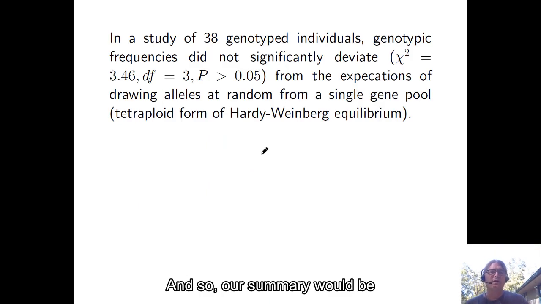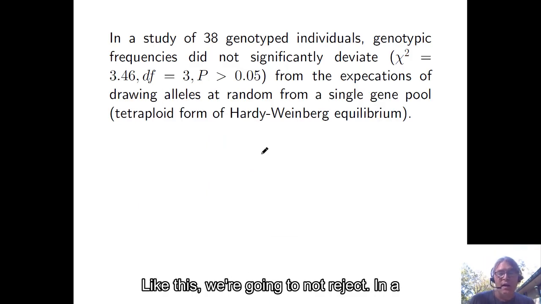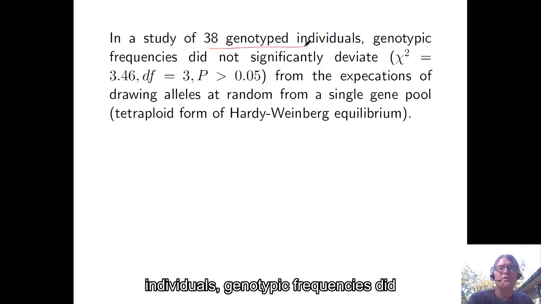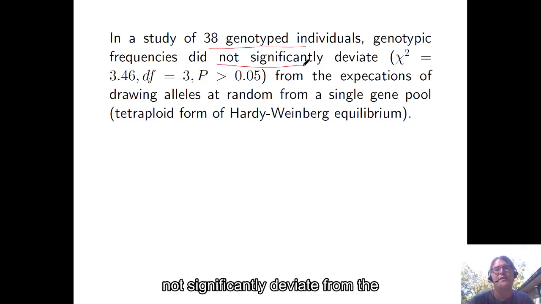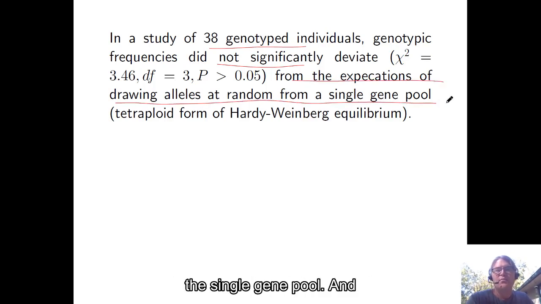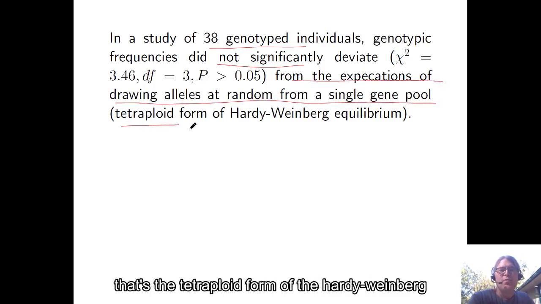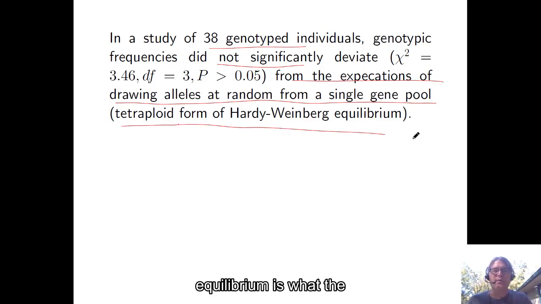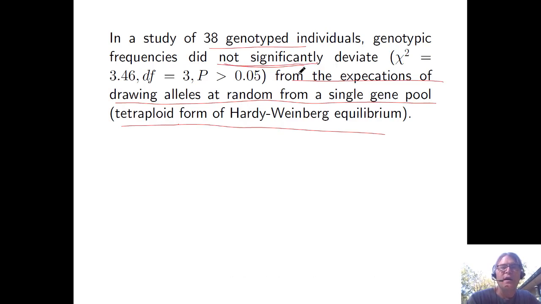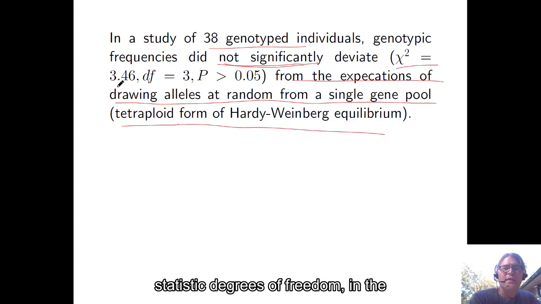And so our summary would be something like this. We're going to not reject. In a study of 38 genotyped individuals, genotypic frequencies did not significantly deviate from the expectations of drawing alleles at random from the single gene pool. And that's the tetraploid form of the Hardy-Weinberg equilibrium, which is what those genotypic frequencies are. So when I said it was not significantly deviating, that's where I put my chi-square test statistic, the degrees of freedom, and the p-value.